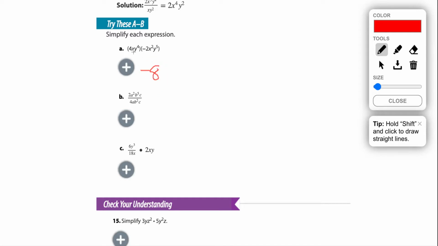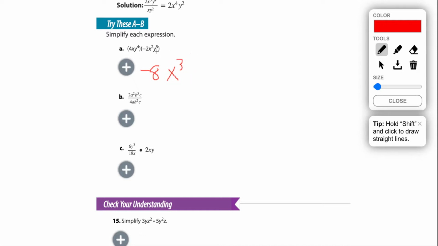All right, let's do our x's next. We have x times x squared. Remember, we assume that there's a 1 as the exponent on anything that doesn't have it specifically written. So it's really x to the first power times x to the second power. Add those together, it's x to the third power.